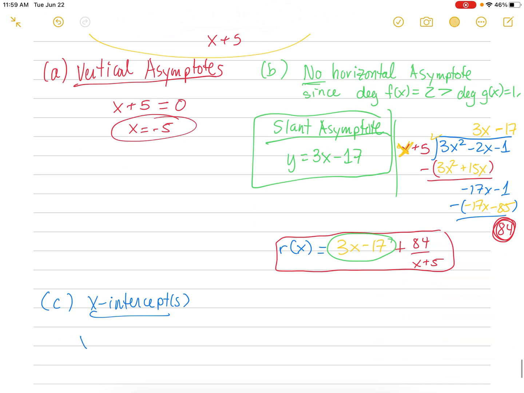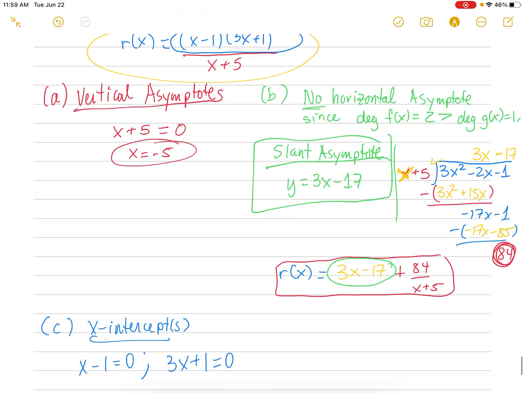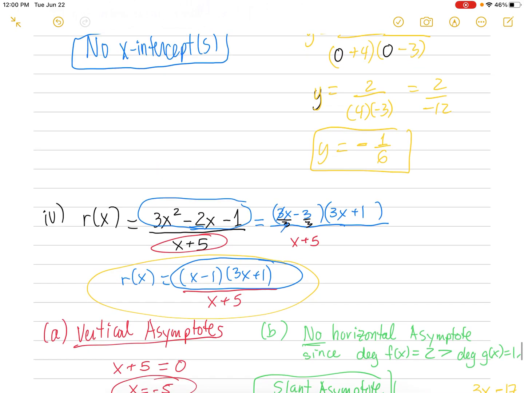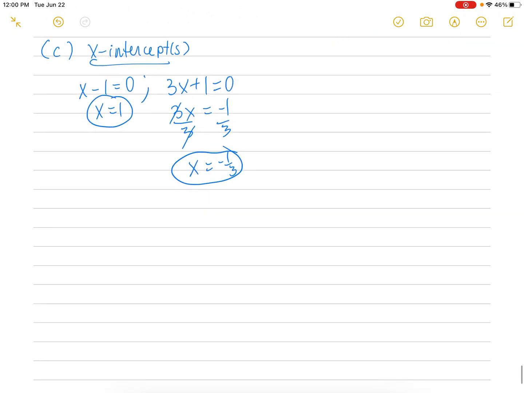So to find the x-intercepts, you're going to take your factors on top here, the x minus 1 and the 3x plus 1, and set them equal to 0. So we're going to have x minus 1 equals 0. And the 3x plus 1 equals 0. Is that right? Yeah. So the first one, x minus 1 equals 0, we add 1 to both sides, we get x equals 1 is an x-intercept. The second one, we subtract a 1 from both sides, we get 3x equals negative 1. Divide both sides by 3. You get x equals minus 1/3 for an x-intercept.